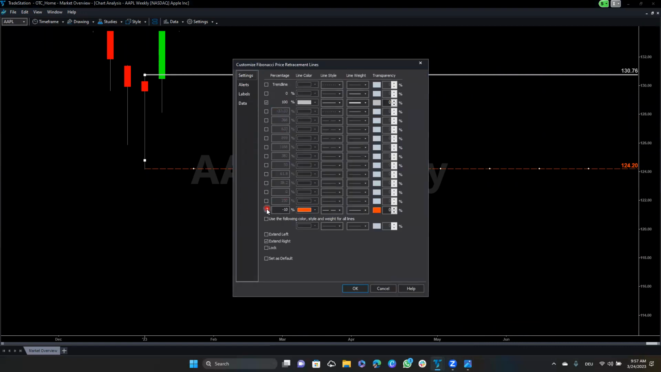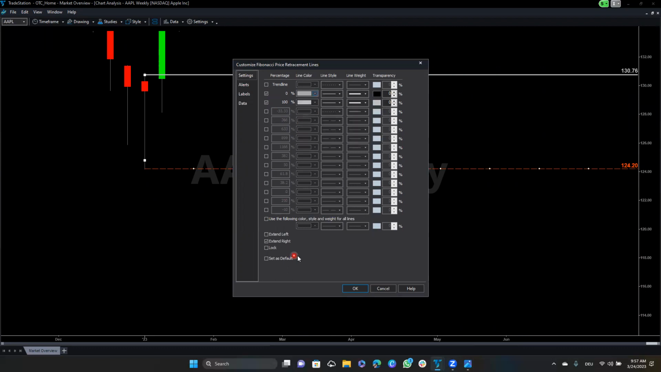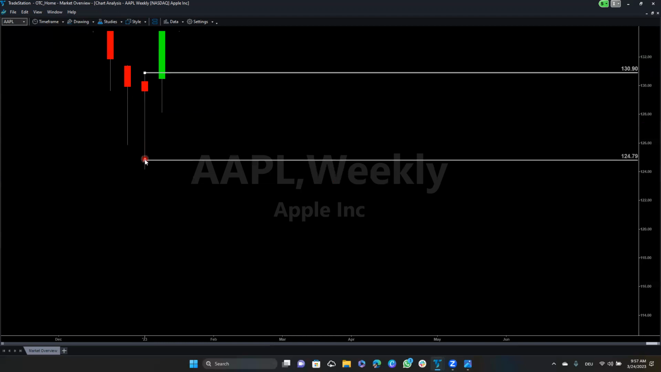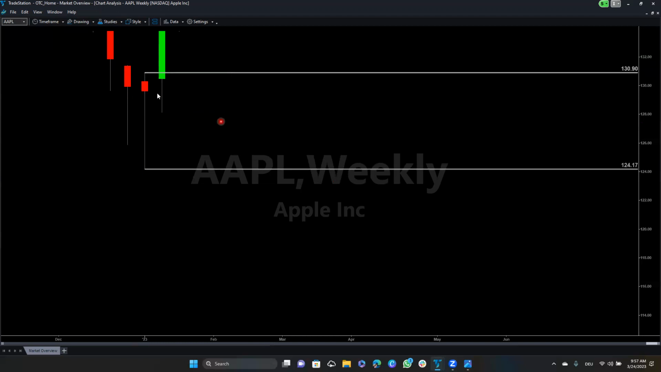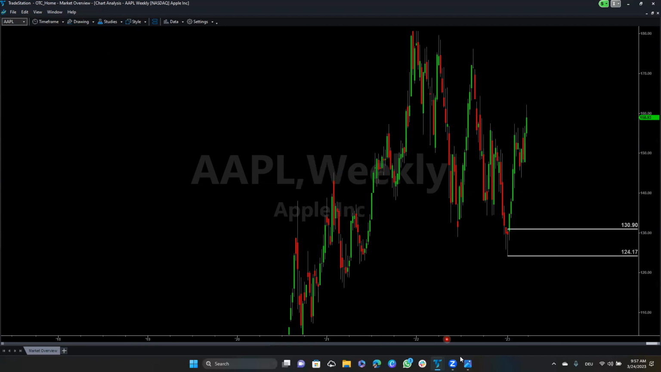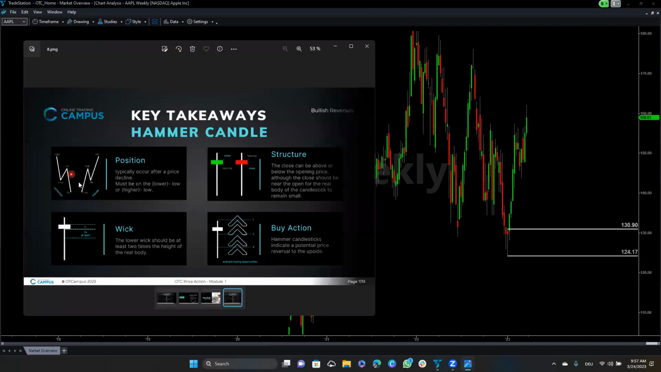Second, we will remove this one, gray. Set as default. Okay, perfect. So, snap mode. This is our hammer candle here. Open this one here. First step is the position, right?